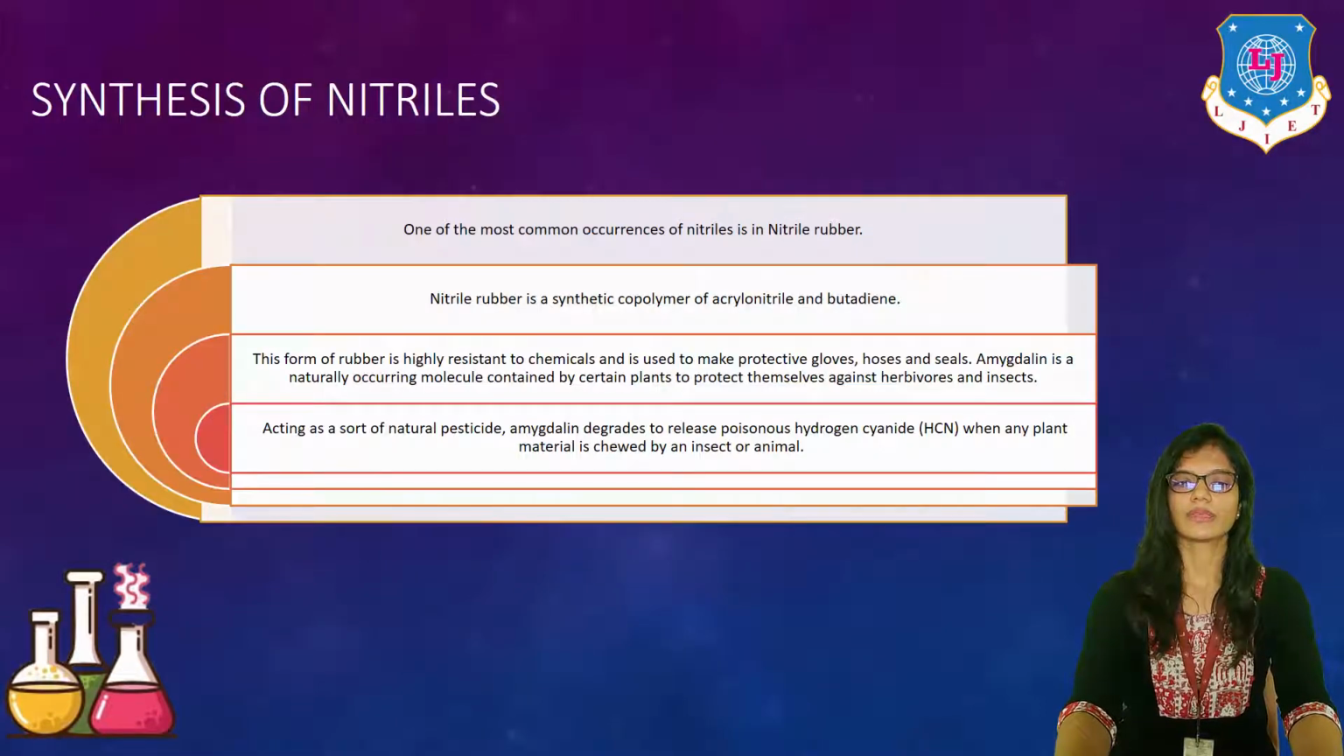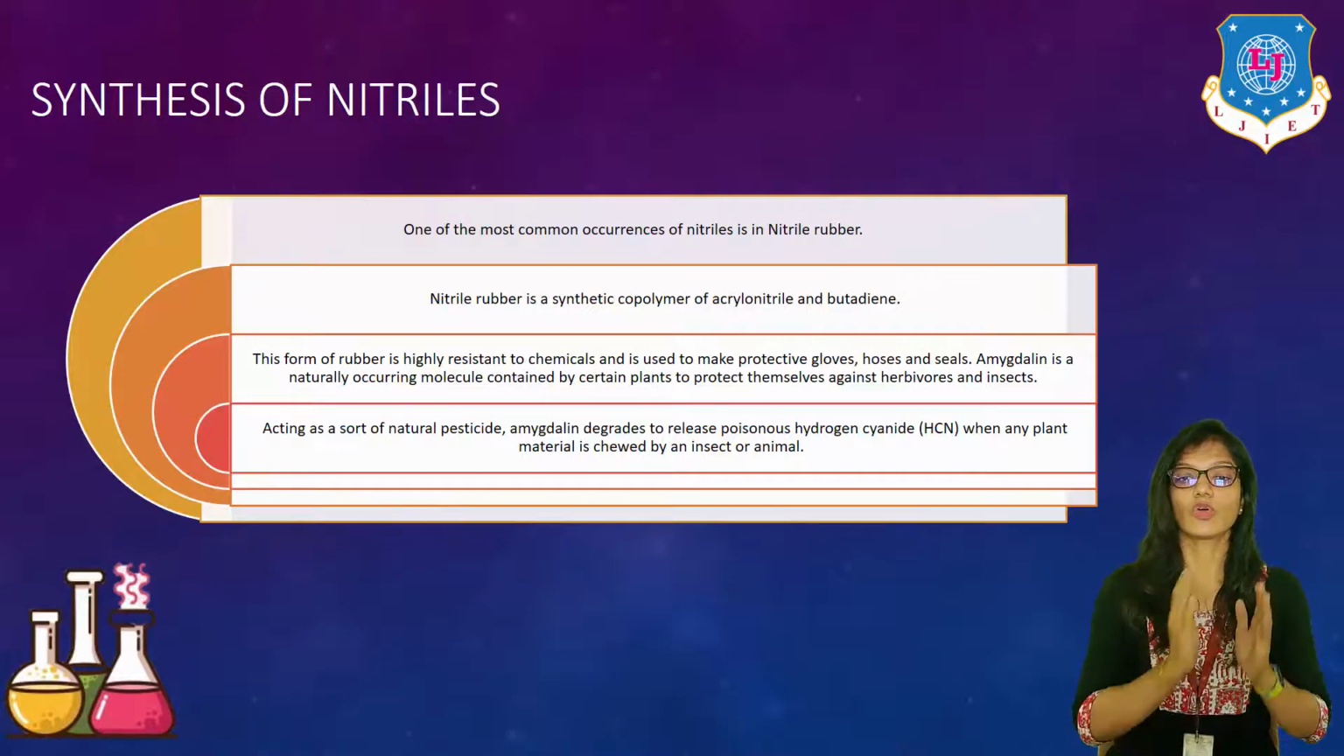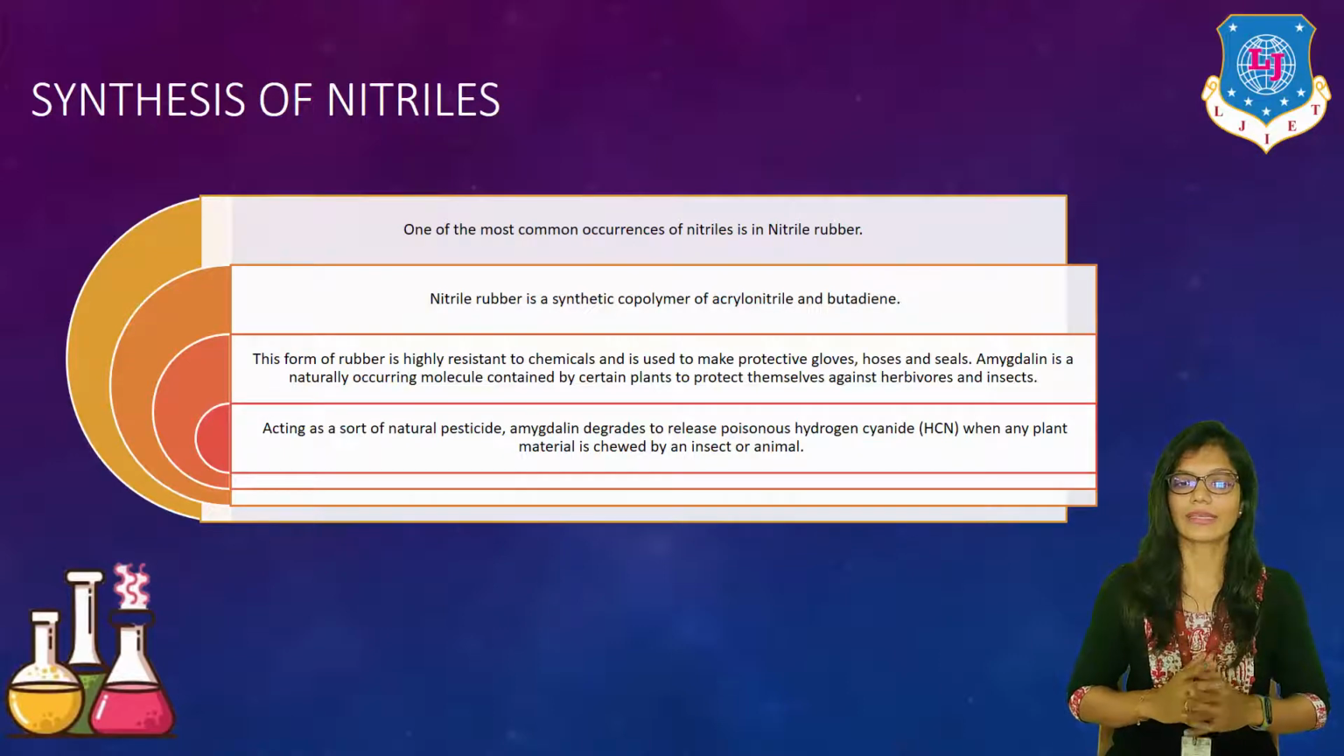The next one will be synthesis of nitriles. One of the most common occurrences of nitriles is in nitrile rubber, which is a synthetic copolymer of acrylonitrile and butadiene. This form of rubber is highly resistant to chemicals and is used to make protective gloves, glues, seals, etc. While amygdalin is a naturally occurring molecule which certain plants contain to protect themselves against herbivores and insects.